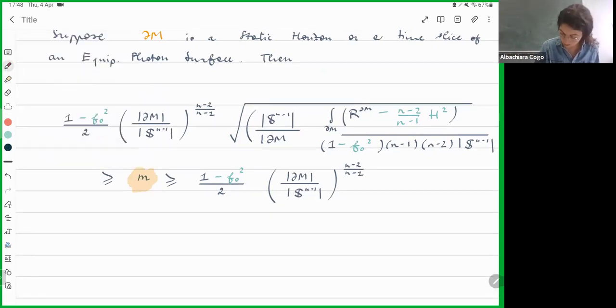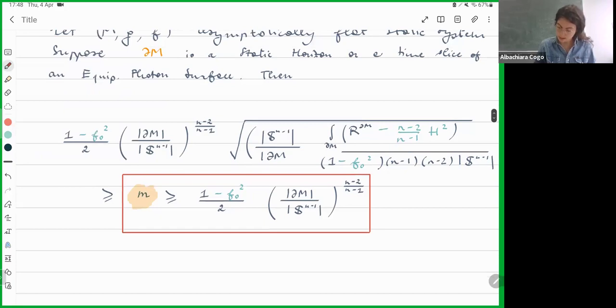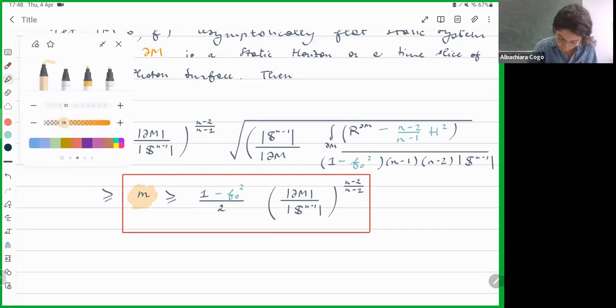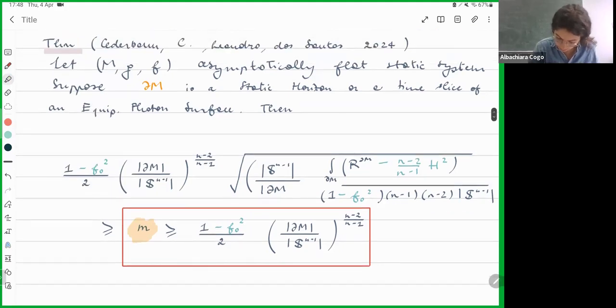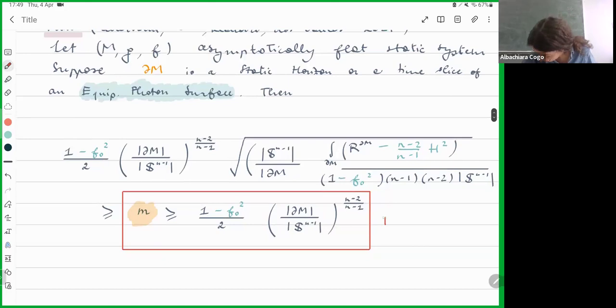In particular, we have this lower bound, which corresponds to the case of the horizon. Also in these formulas, I'm writing in blue the quantities that will vanish in the case of the horizon, so they appear only for the equipotential photon surface case. If you notice, this lower bound with F being 0, so the case of horizon, corresponds to the famous Penrose inequality.